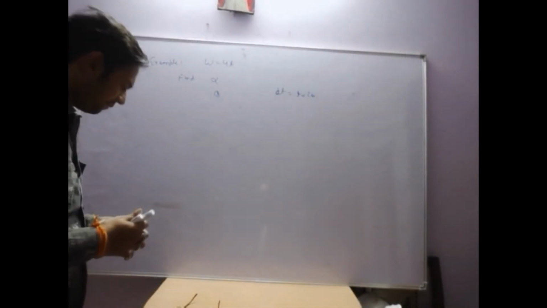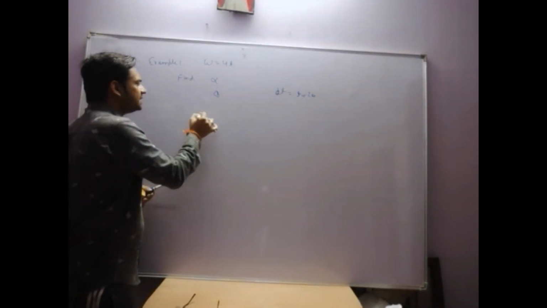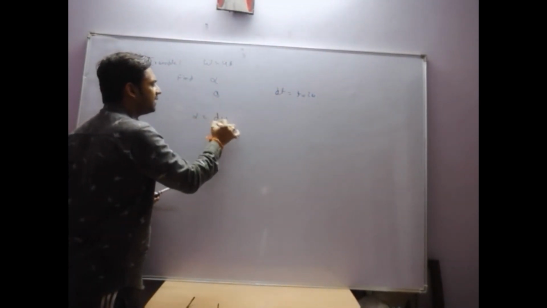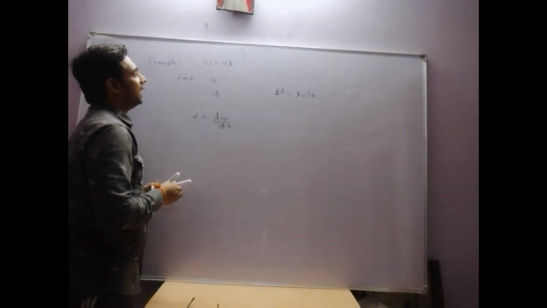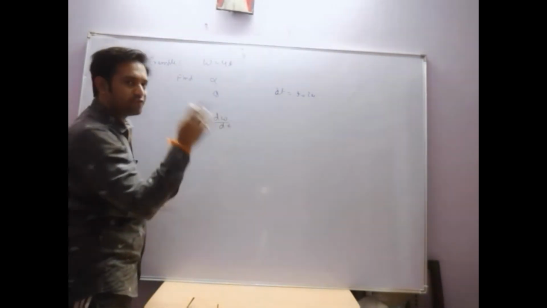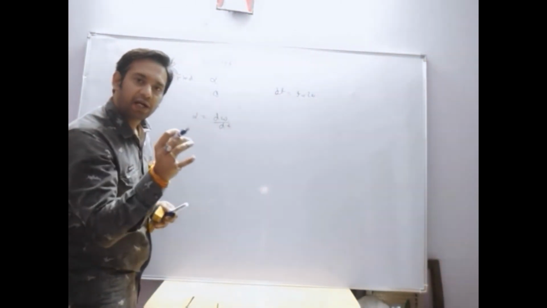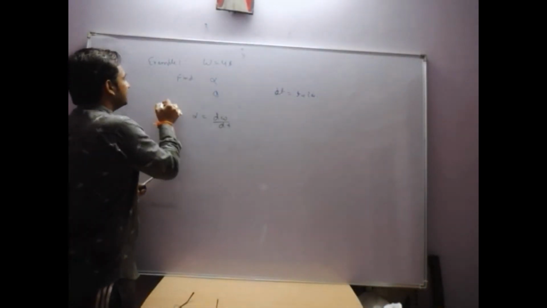This is an easy question. In order to calculate alpha, I am giving some theory for you. We understand that alpha is equal to d omega by dt. So if we put omega is equal to 40, we only have to differentiate the omega, then we can easily calculate alpha.